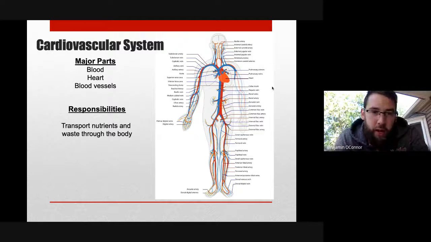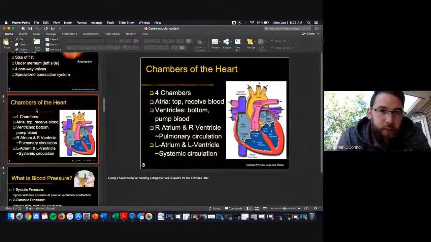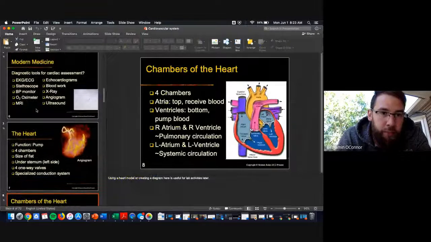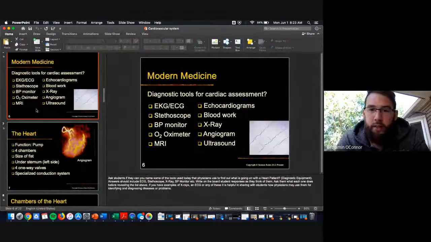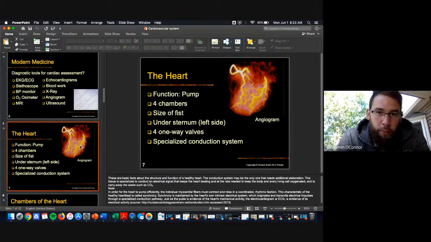So again, the cardiovascular system pumps blood through the body. And a little bit more on the heart. We have a lot of ways to look at the heart. I'm not going to go through all of them, but the biggest ones are EKGs or ECGs. MRIs are a big one too, and ultrasounds as well.